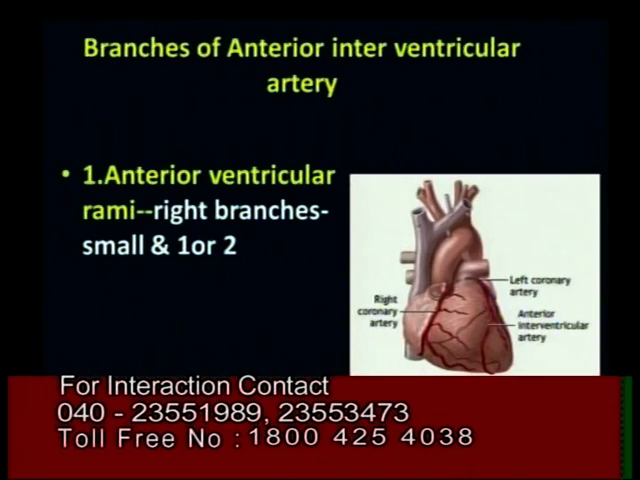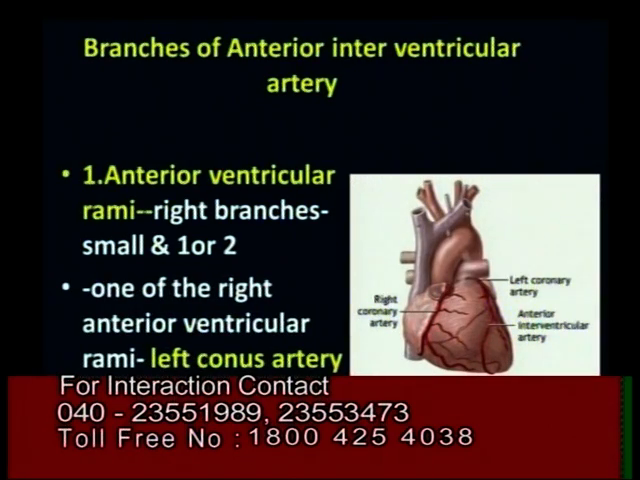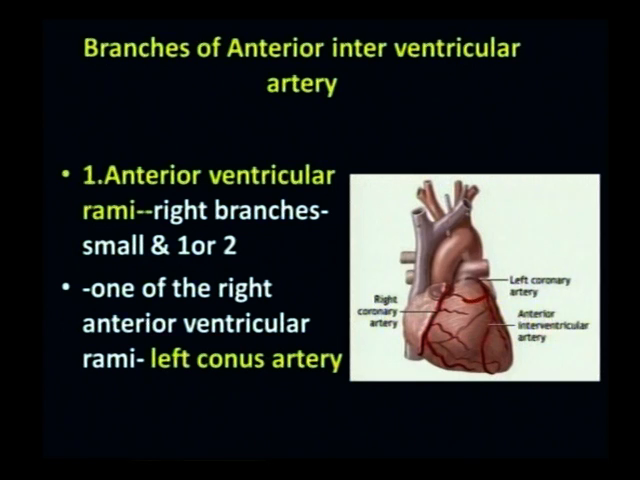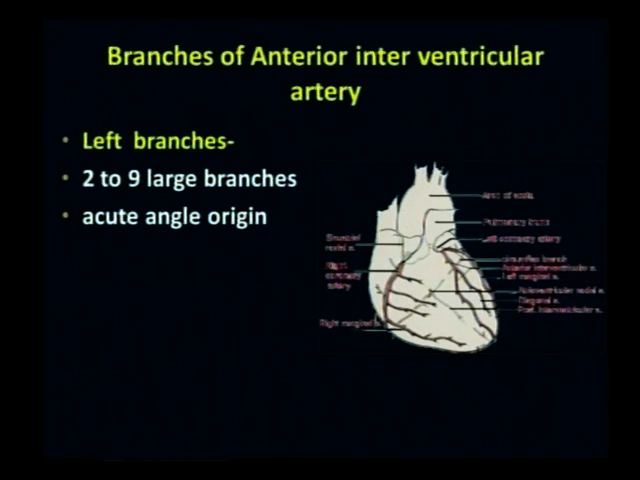The anterior ventricular rami supplying the right ventricle are small, 1 to 2. As we have already seen, the left coronary artery anastomoses with the right coronary artery, and this will be one of the branches of the anterior ventricular rami supplying the right ventricle. Then the left branches of the anterior interventricular artery are many, 2 to 9. They are large branches arising at acute angles. As I told, the right coronary branching pattern is at right angles and the left coronary branching pattern is at acute angles.